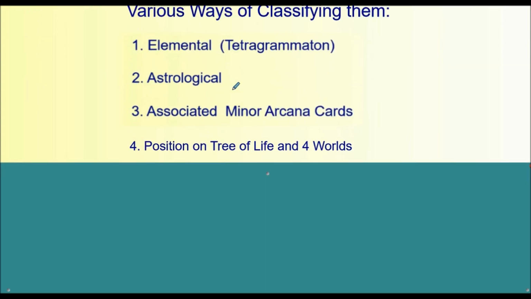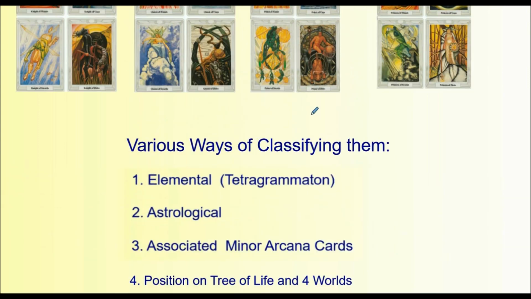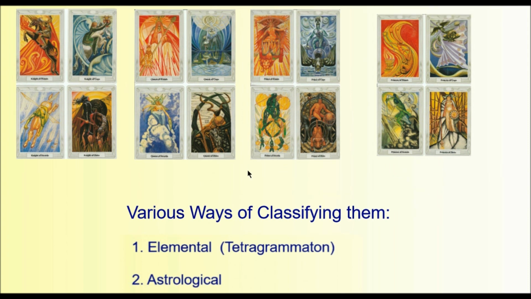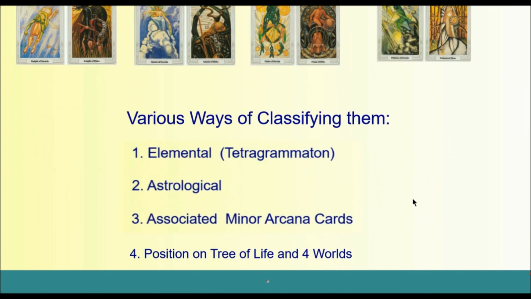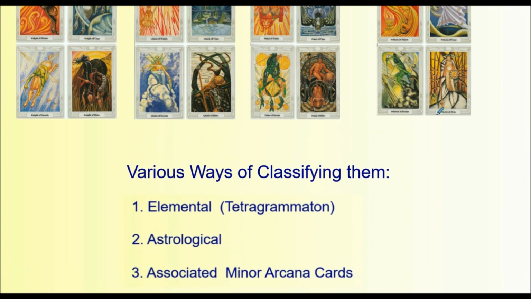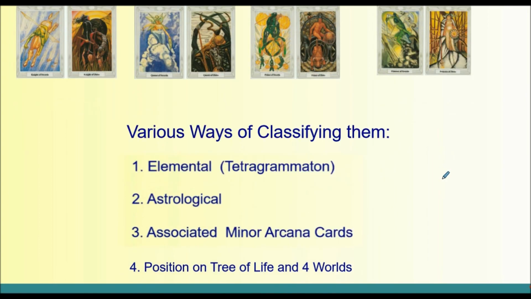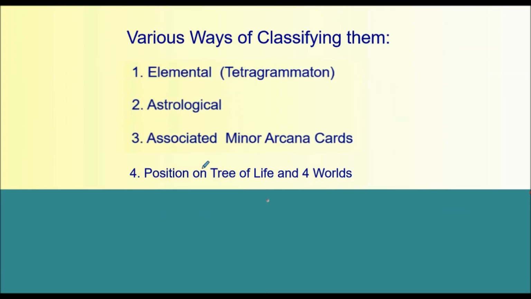Then I'm going to do a short video on their astrological association and the associated minor arcana card, because each one of these, apart from the princesses, are associated with 3 specific minor arcana cards. In terms of the astrological association, the princesses again are an exception to that, and I will go through how they fit in the relevant video. And the final classification I'm going to do of the court cards is their position on the Tree of Life and in the 4 worlds, and that'll be in the last video.